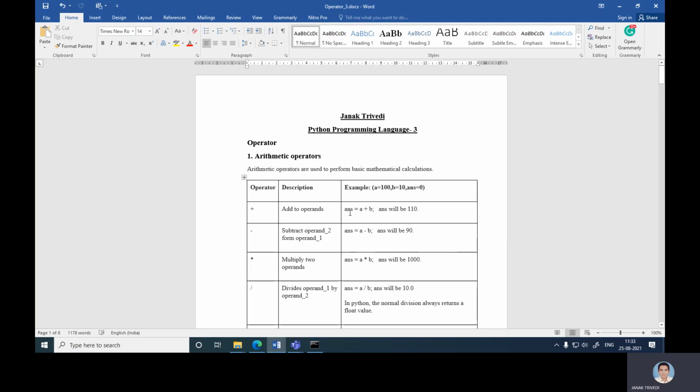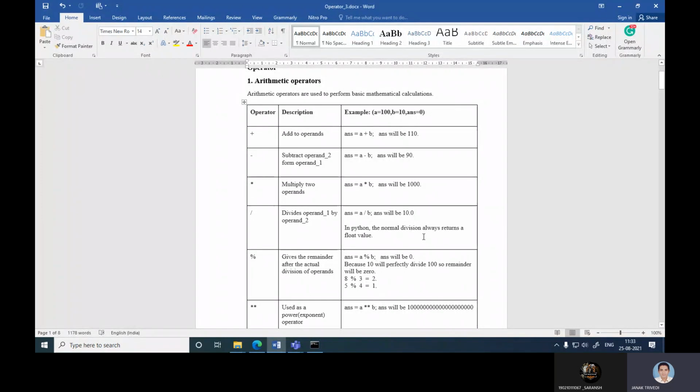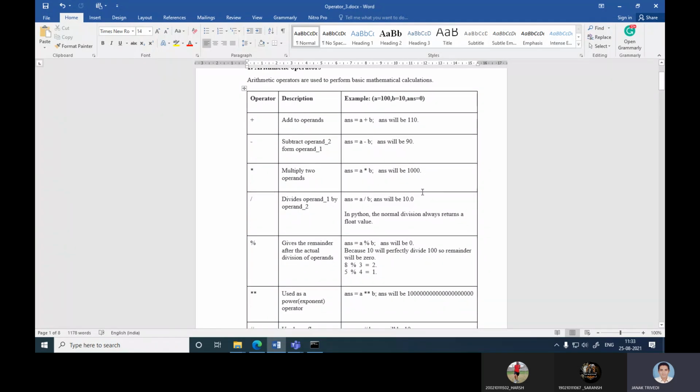To add two operands, like A plus B, the answer will be 110. Then the subtraction operation: subtract operand 2 from operand 1. In this case, the answer will be 90, 100 minus 10. Then multiply two operands. In this case, 100 into 10 is equal to 1000.